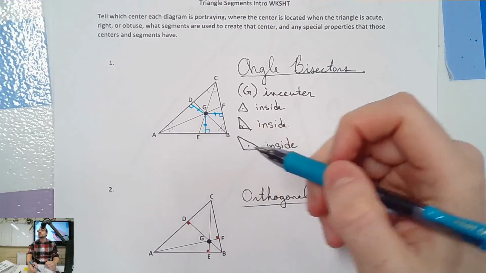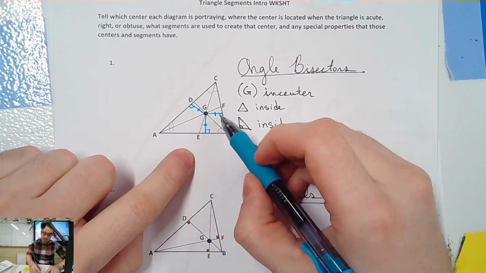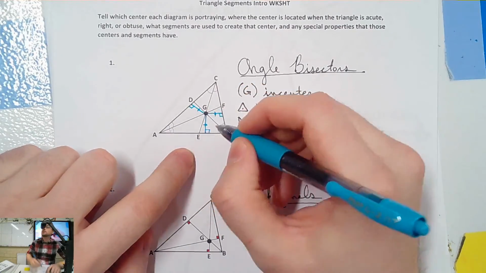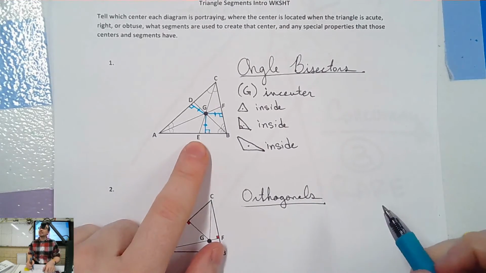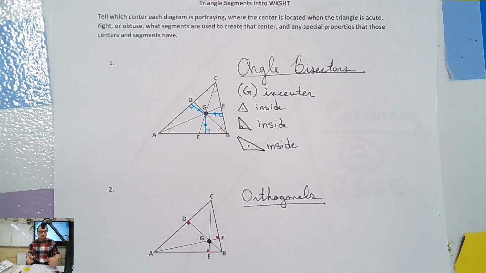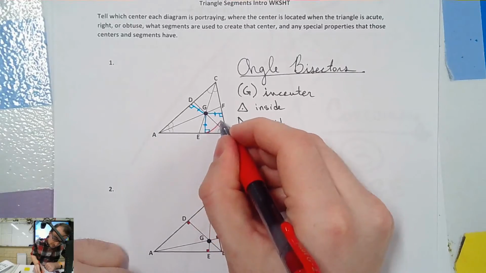These are all radii, aren't they? The distance from the center to the outside of the circle is the same. So if I connected all these, I'd have a circle, and this circle would perfectly fit inside the triangle. We call this an inscribed circle because it's inside the triangle. Scribe meaning write, in meaning inside. So I'll make the circle as best I can. I'm not very good at it.